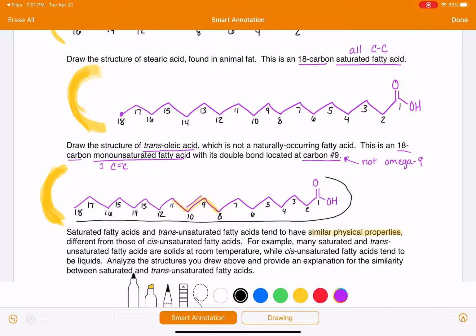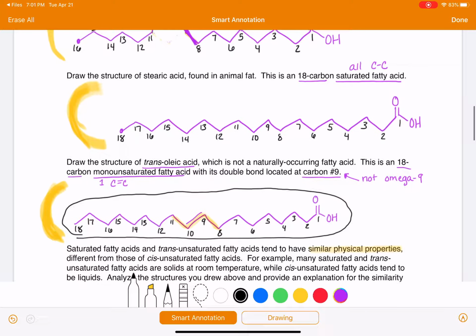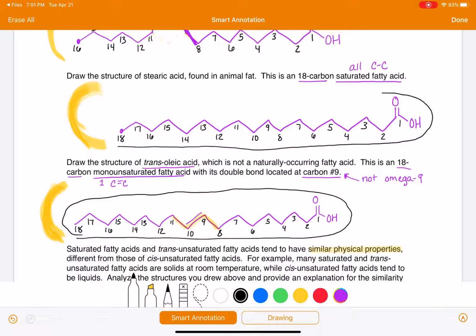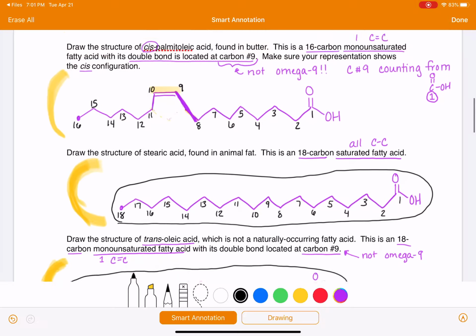So I'm going to draw kind of a loop. This is the general shape of a trans unsaturated fatty acid. Whether it would be mono or polyunsaturated, it's going to have that shape. And this is the general shape of our saturated fatty acid. The way that I'm drawing them, they kind of look like hot dogs.